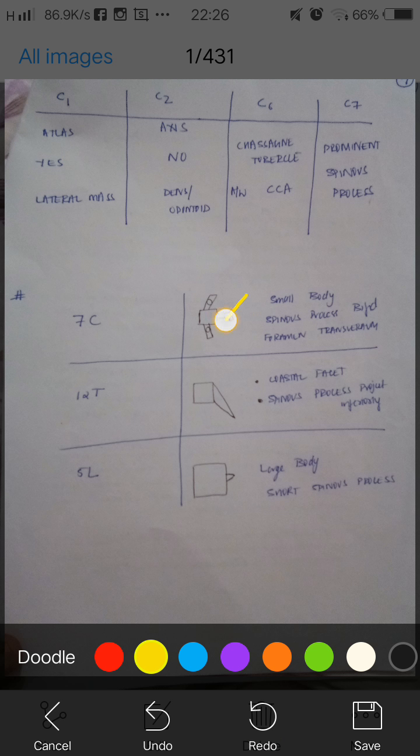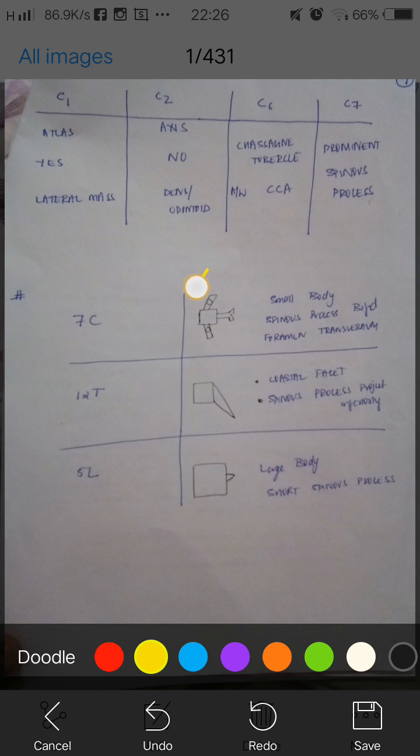Cervical is bifid, okay. In cervical vertebrae, the spinous process is bifid. Now the major difference which you can easily tell: this is a small body. Here the body is large. Lumbar vertebrae body is large and cervical vertebrae body is small. That is one more difference.